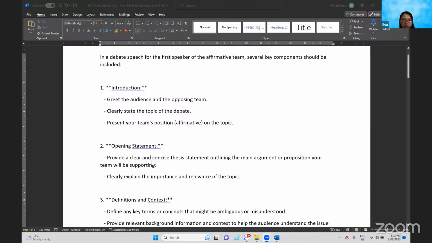So after our introduction, we want to go on with our opening statement, and that is to provide a clear or an easy to understand and a straight to the point statement that outlines the main argument that your team will be supporting. And you want to clearly explain the importance and the relevance of the topic.